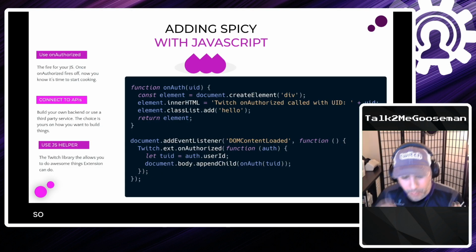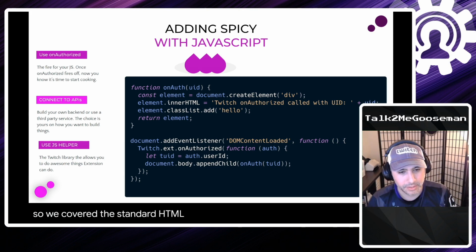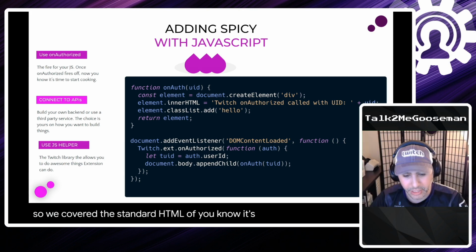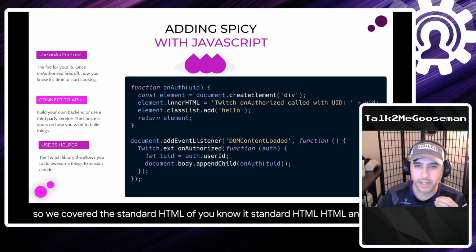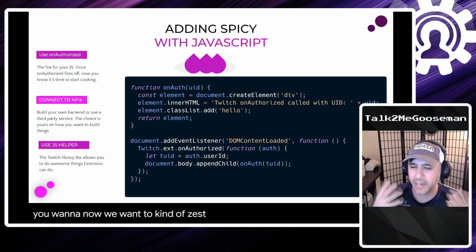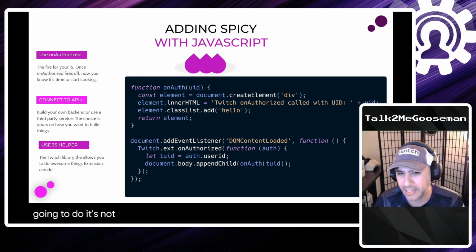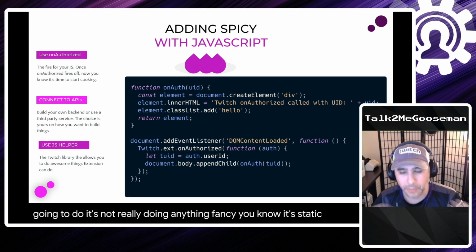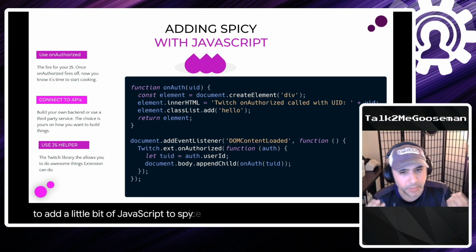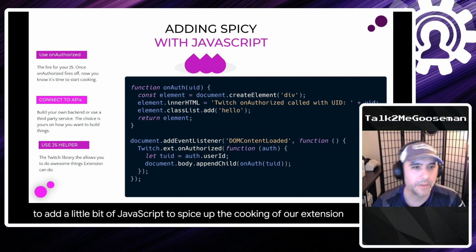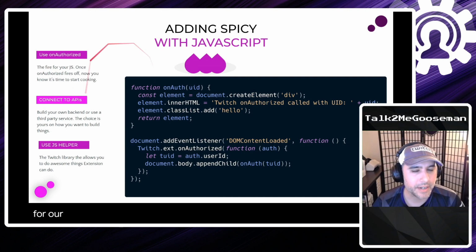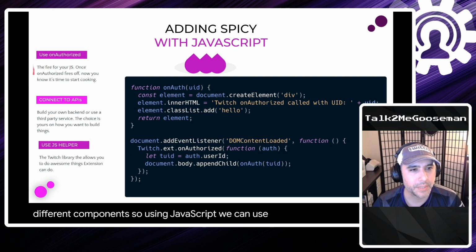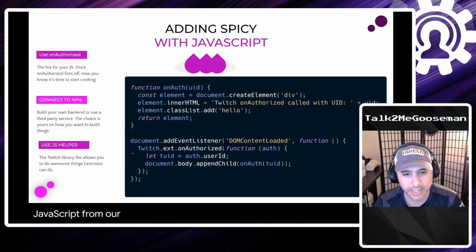So, okay, we covered the standard HTML, and now we want to zest things up. We've created the HTML. It's not really doing anything fancy. It's static. So we're going to add a little bit of JavaScript to spice up the cooking of our extension. To do that, we can use different components. So using JavaScript, we can hook into the JavaScript from the Twitch library.